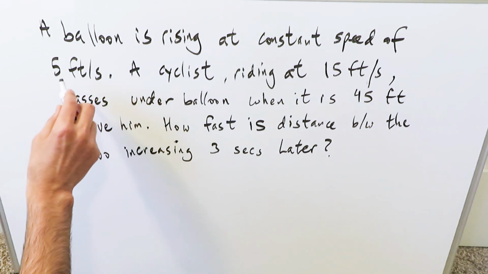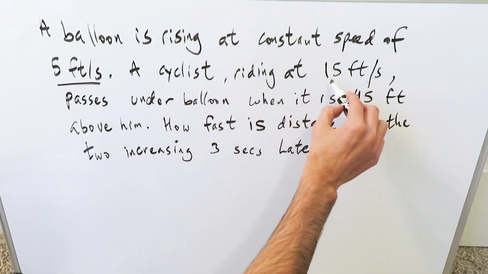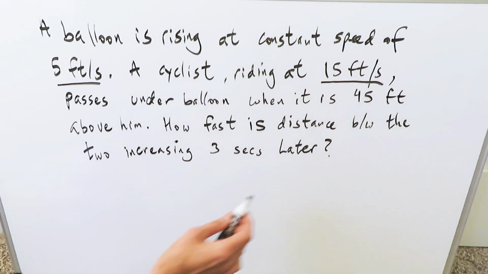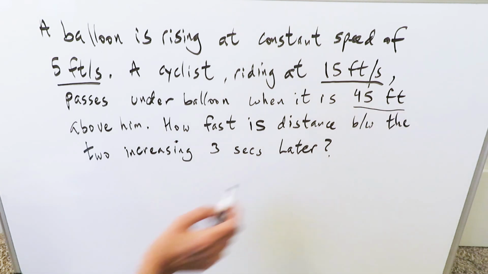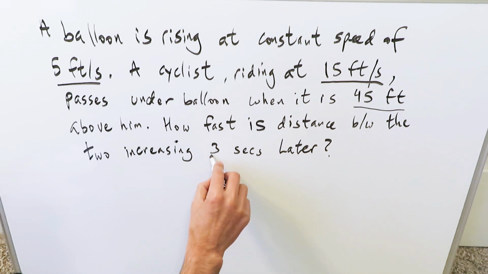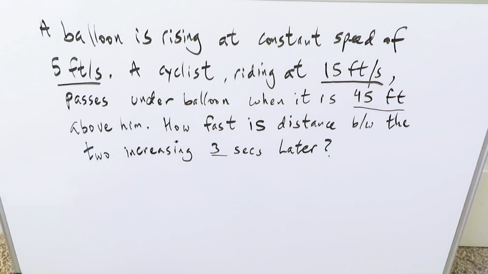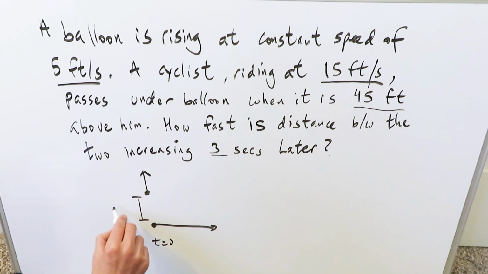Let's highlight. The balloon is rising at a constant speed of 5 feet per second. The cyclist is going at a speed of 15 feet per second. At time t equals 0, there's a 45 feet height difference between the two. What is the rate of change of the distance between the two 3 seconds later? You have to picture this and it will make sense. At time t equals 0 you have a cyclist going in this direction, and a balloon going upwards, but the distance initially is 45 feet between the two.